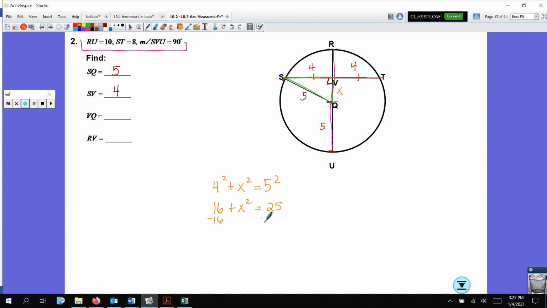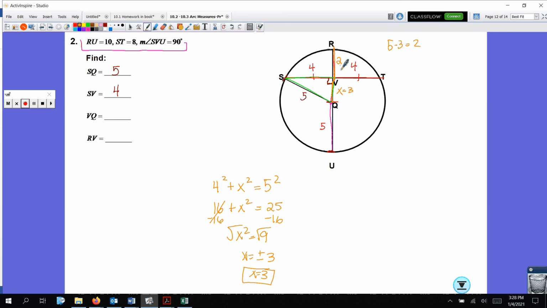I subtract 16, and I get x squared equals 9. Take the square root, and I get x is equal to plus or minus 3. In this case, it does not make sense to be negative 3, so x is positive 3. So now we know that this x is 3. We knew that the radius, from Q to R, is 5. 5 minus 3 is 2. That makes this part 2. You see that this whole thing was 5, because that's the radius. We subtracted the 3 and got 2.